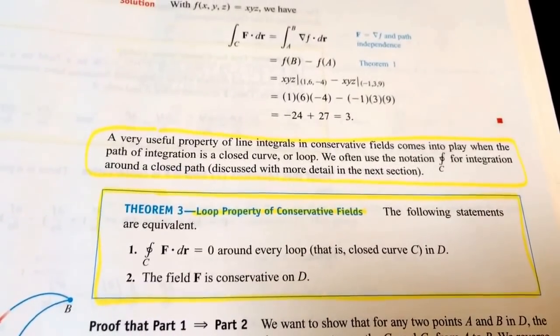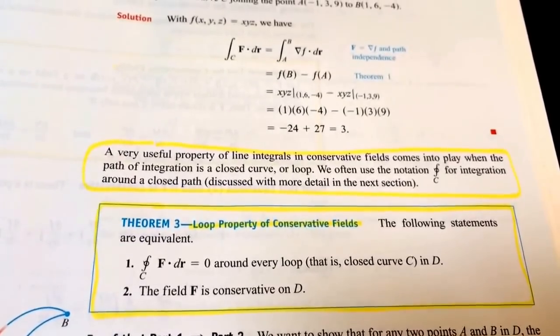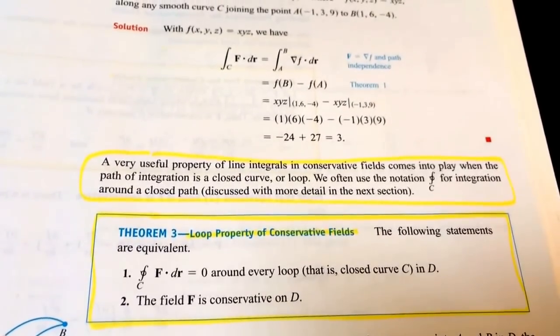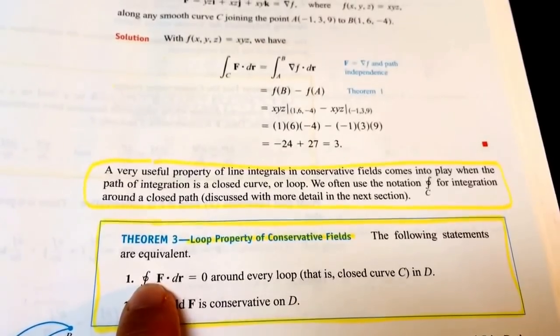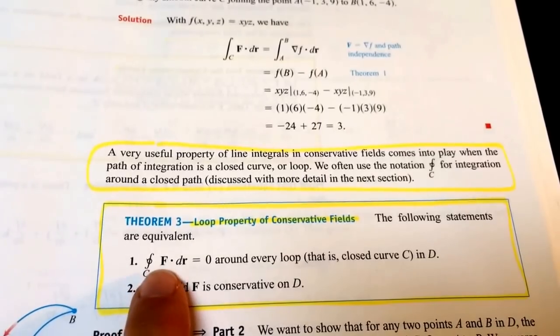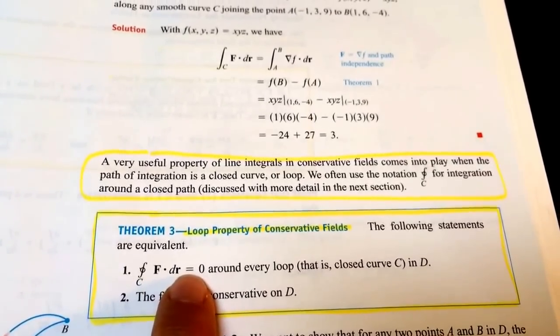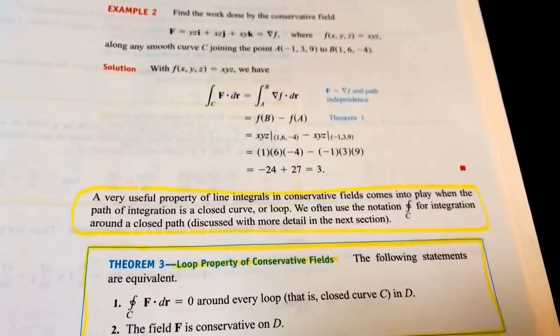But here they're talking about a loop property. So this would be specifically, obviously, for loops or closed paths. And so when it's a closed path, notice they use this notation that we saw in the previous section, indicating that it's a closed path. So here the line integral is 0 if it's a closed curve, and it would be conservative on that.